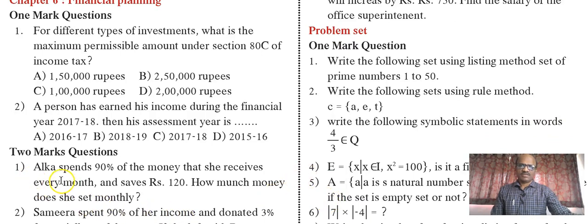2 marks question. Alka spent 90% of the money that she receives every month and saves rupees 120. How much money does she get monthly? We'll solve this question.